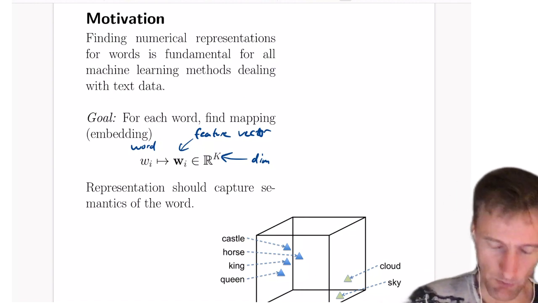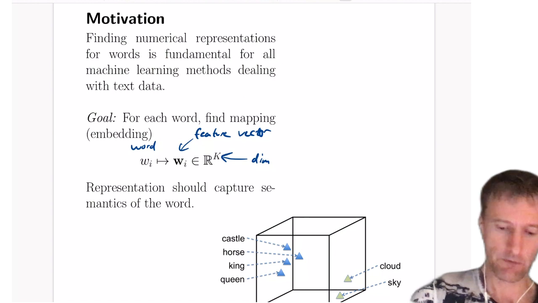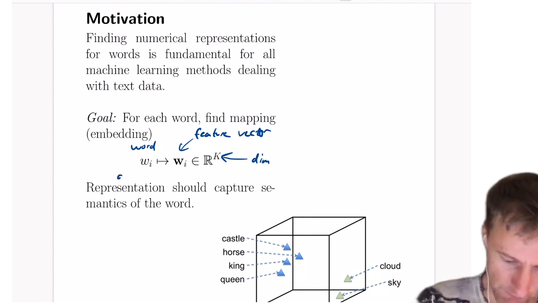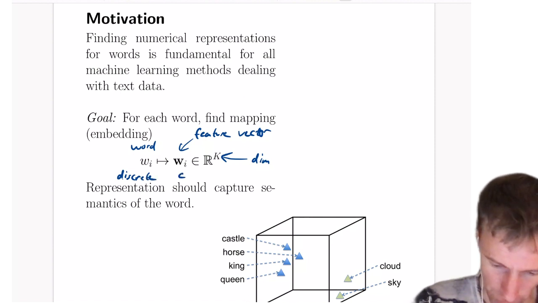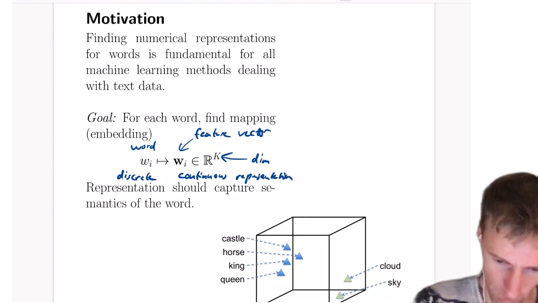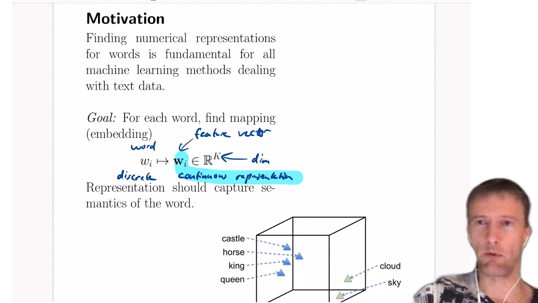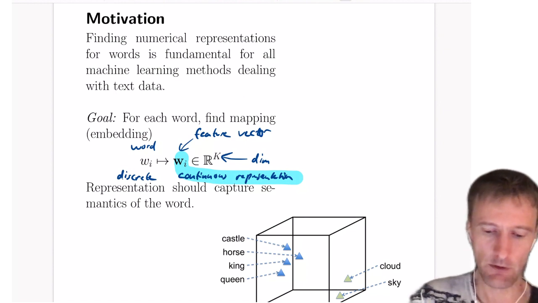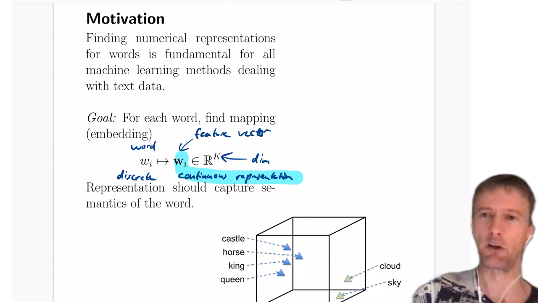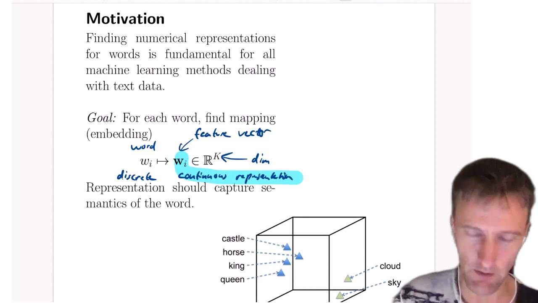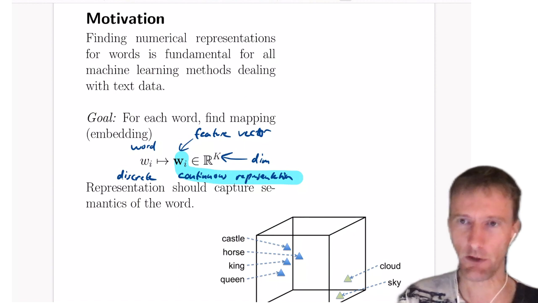Now the point is that the word is a discrete thing, right? There are only 10,000 of them, so we go from a discrete object to a continuous object, a continuous representation. That's the key aspect. We want to learn continuous representations, and how do we do that? Does it even work to represent such discrete objects in a continuous space? Continuous just means real numbers, any arbitrary number, higher or lower, also fractional numbers.